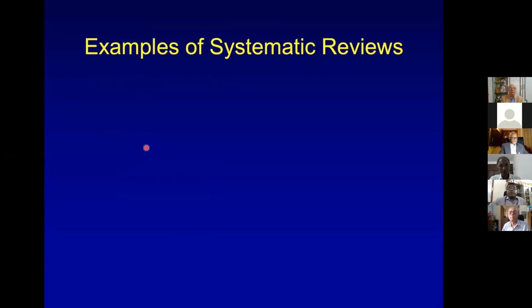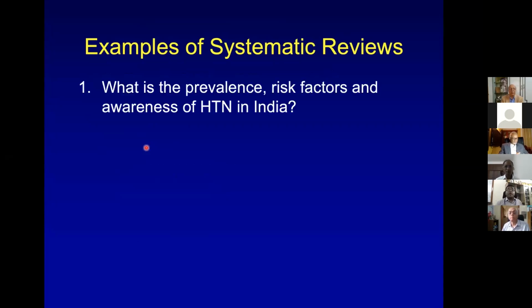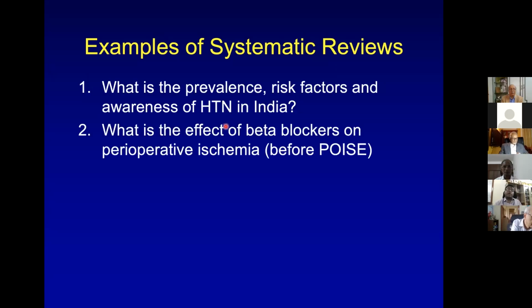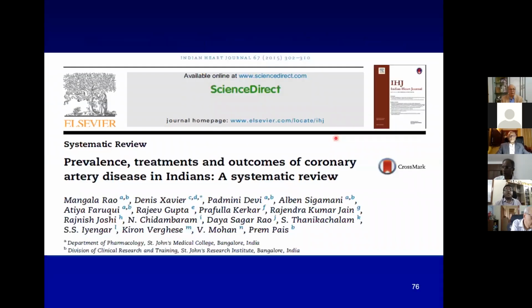So let me quickly give you an example of a systematic review that we conducted recently, which is looking at the prevalence, risk factors, and awareness of hypertension. We did, but the example that I'm going to show you is on coronary artery disease. And also we look at another example that colleagues from Canada did, looking at beta blockers on perioperative ischemia. And this is a systematic review done before this trial POISE was done. So this we published in the Indian Heart Journal, and happy to tell you that Dr. Iyengar is also one of, and Dr. Kiran Verghese, I think he is on this call, and many friends from different parts of the country were involved in the systematic review, looking at the prevalence, treatments, and outcomes of coronary artery disease in India. And we were all mentored by Dr. Prem Pais as we conducted this.